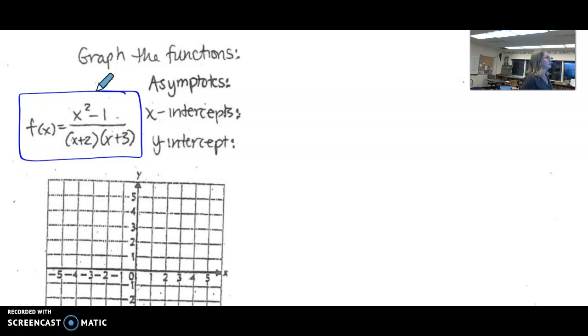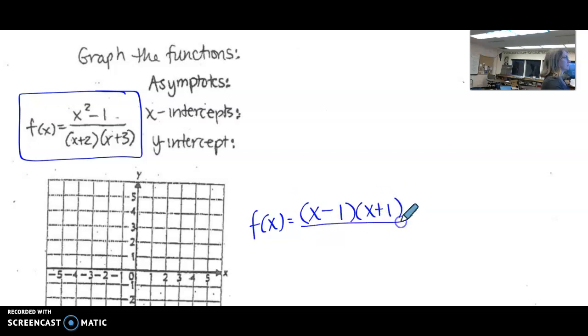Okay, so we're going to graph this function. First thing we're going to do, we're going to break it up and factor the numerator. It's a difference of squares, and our denominator is already factored for us. We're going to be putting together all the different pieces. We're going to find our vertical asymptotes, our horizontal asymptotes, and then our x-intercepts and our y-intercepts and try to graph this by hand.